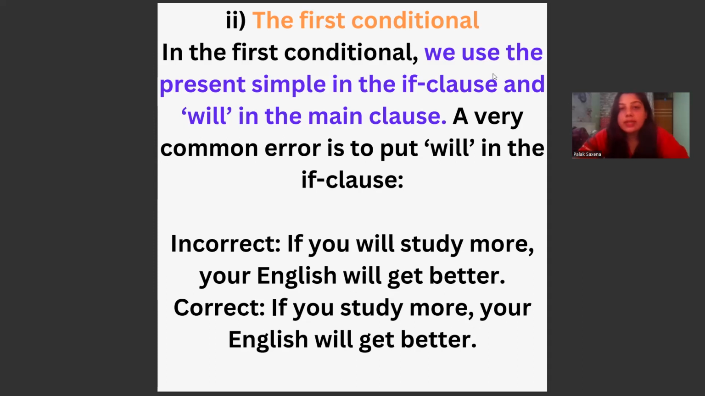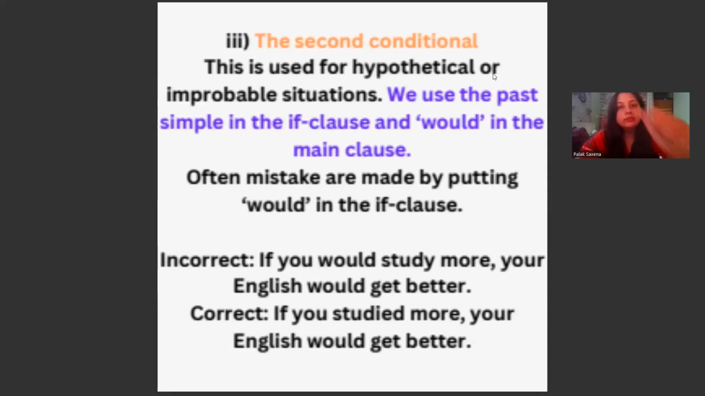Now, what is the common mistake that children usually make? They put will in the if clause, which is incorrect. Example: if you will study more, your English will get better. Now, you have used will here with if, which is incorrect. That means you have used will two times in a sentence. So as per the first conditional, you should remove will from the if clause and it should go like, if you study more, your English will get better. So the if clause here is simple present and "English will get better" is future, which is the main clause.